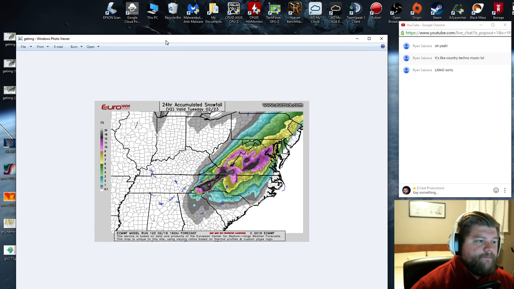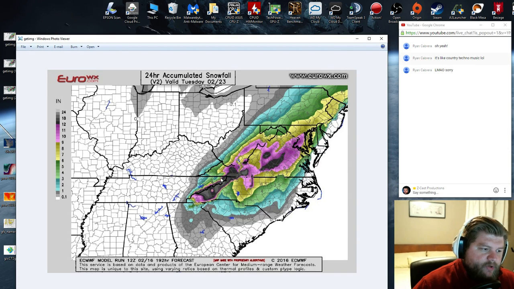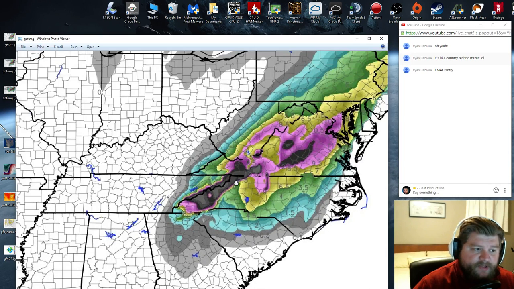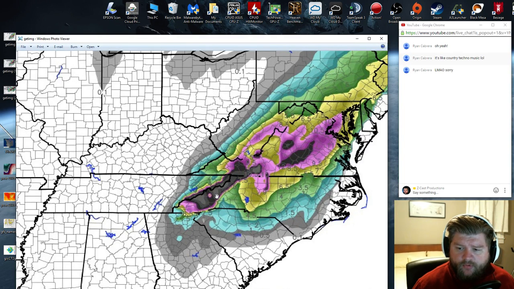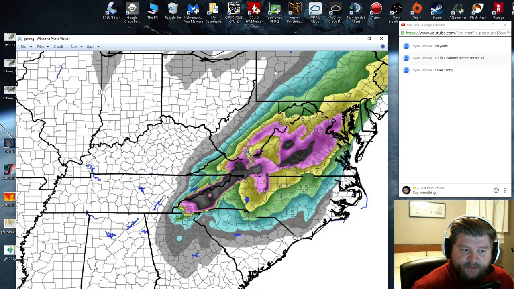This is the Euro that was put out back on the 16th, so just a couple days ago. Why this is important is I want to show you where that bullseye was. It was showing it here in western North Carolina, which is more typical with an inland storm, right? The low tracks across here and then makes its way up the Appalachians into Pennsylvania. Right off the bat, this was the only run that the Euro thought was going to be an inland runner. Every run thereafter has been a coastal storm, right?